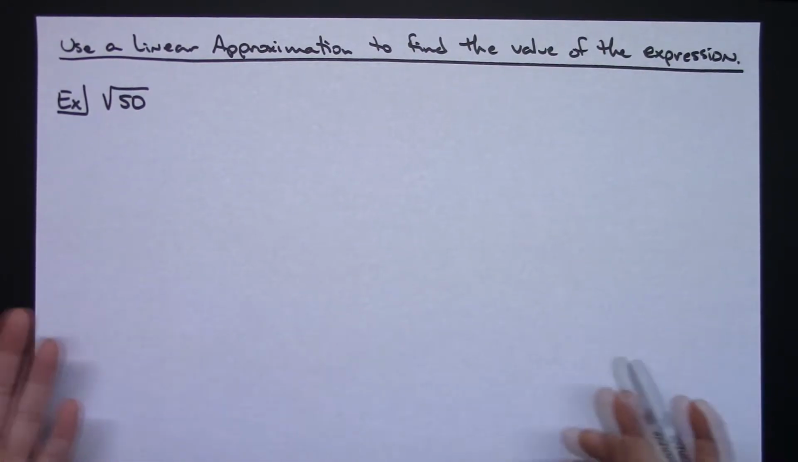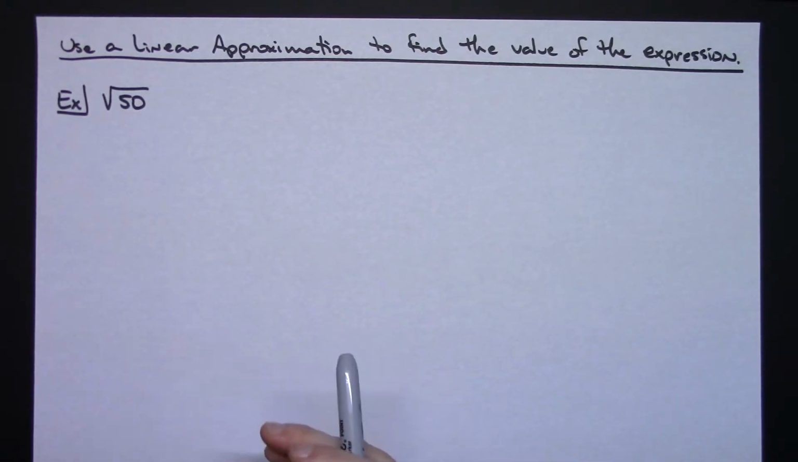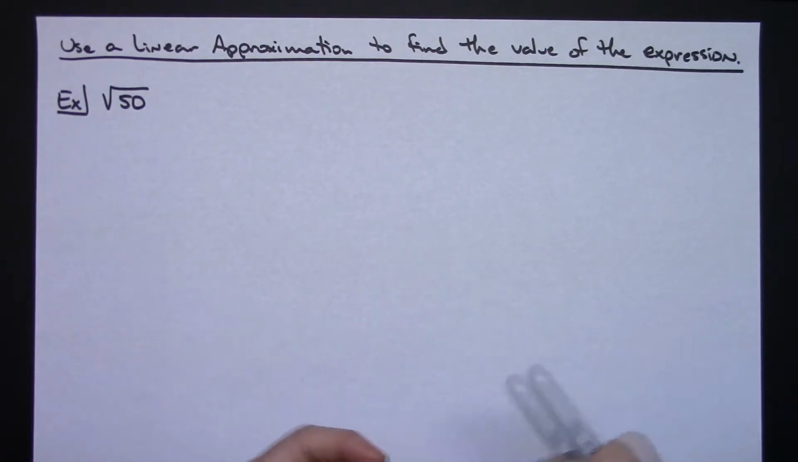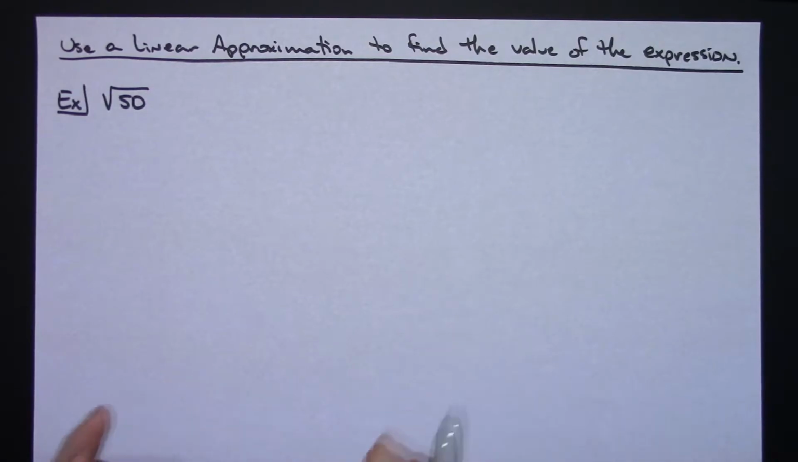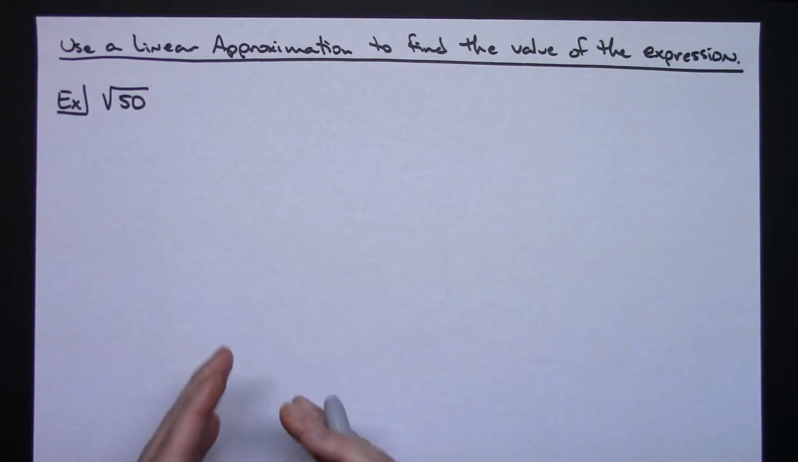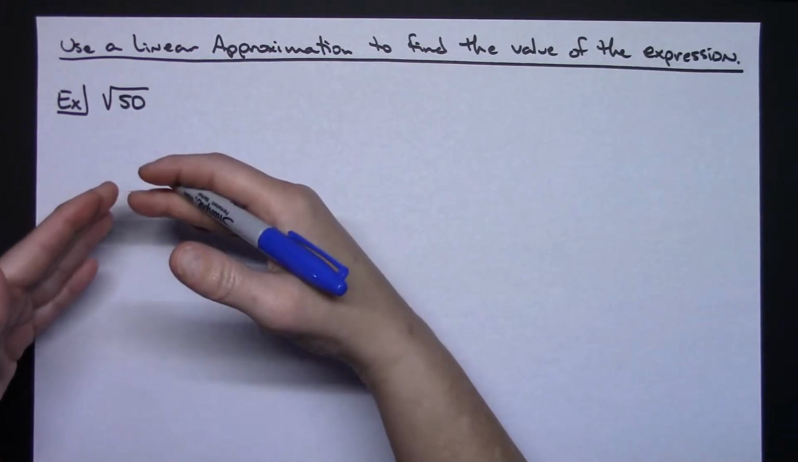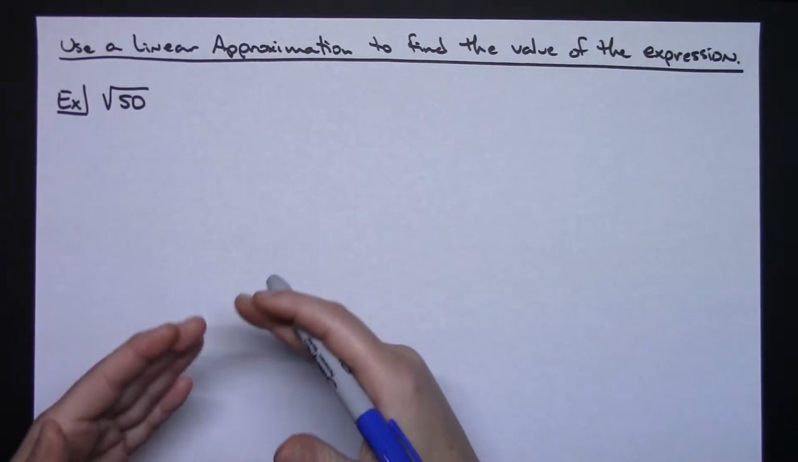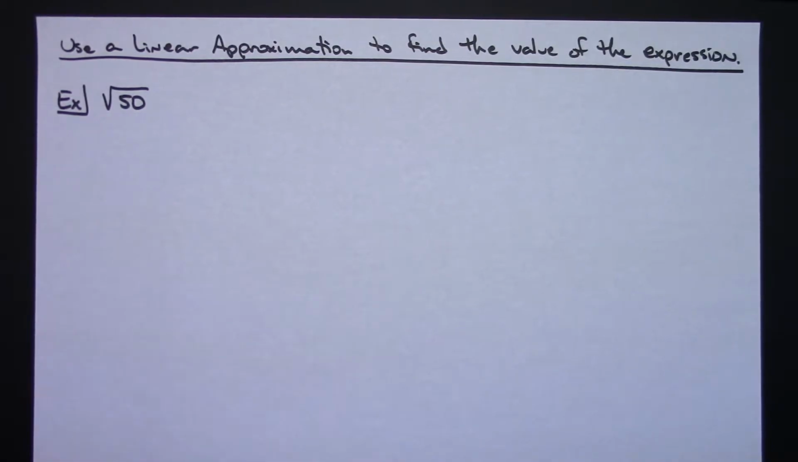Maybe the directions are going to tell you to use a linear approximation to find the value of the expression, square root of 50. Now naturally what we would want to do is just grab a calculator, put square root of 50 in and get the decimal. However, if we think of this linear approximation as the equation of that tangent line, if I can come up with a function and I can let a value x approach c, then I can use those values of y to approximate this function.